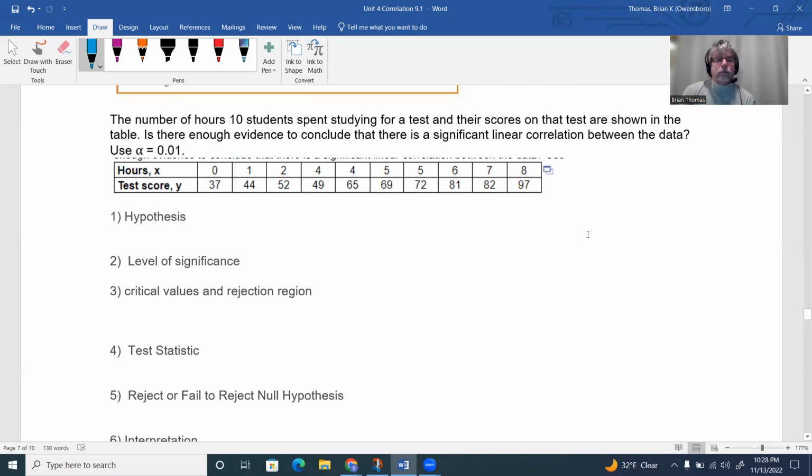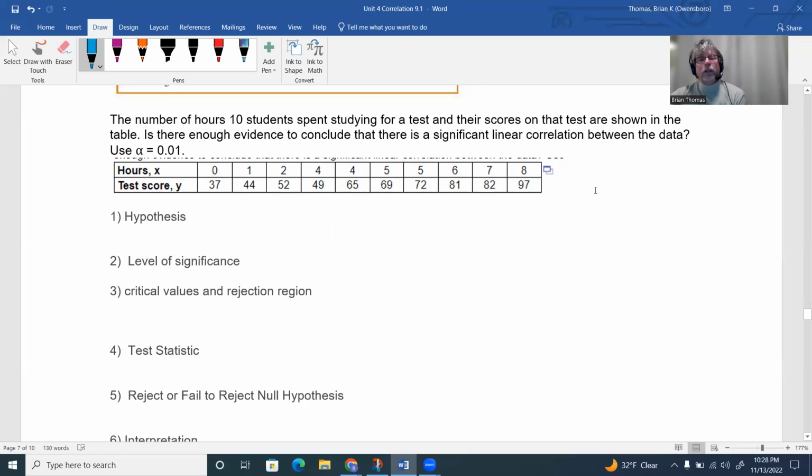So the number of hours 10 students spend studying for a test and their scores on that test are shown in the table. Is there enough information to conclude that there is significant linear correlation between the data? So 10 students studying for a test and their scores on that test. So as their hours increase, do test scores increase as well?